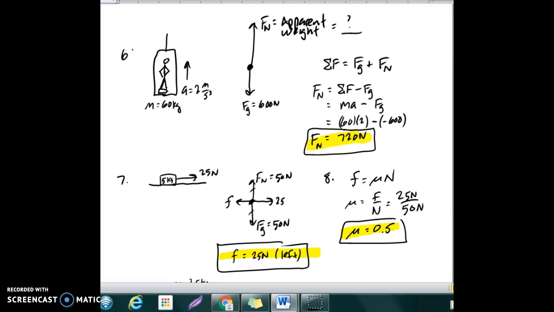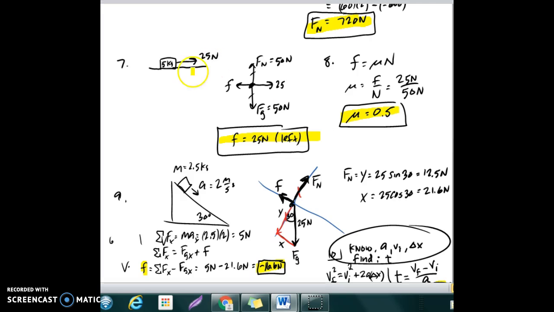Elevator problem, calculate the apparent weight. Apparent weight is the normal force. So there's just two forces operating. You can calculate the weight given the mass. And so if the acceleration is known, Newton's second law, sum of the forces equals ma, allows us to calculate that. That's 120. So that just means that the upward force must be 120 newtons more than the downward force, which is 600. So the answer is 720.